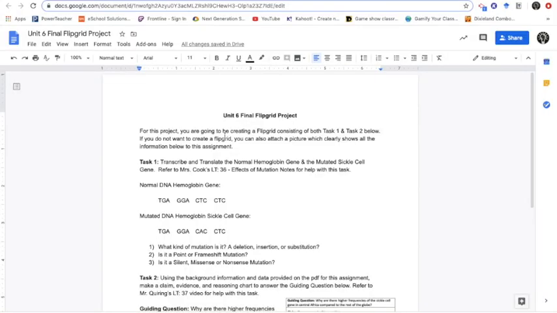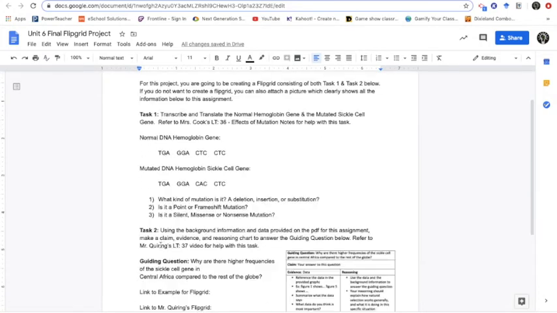So, here is your project for the week. It's sort of a final project, and it involves you making yet another Flipgrid and explaining your reasoning and things like that. So, what you're going to do is make a Flipgrid that covers both task 1 and task 2. So task 1's pretty straightforward.